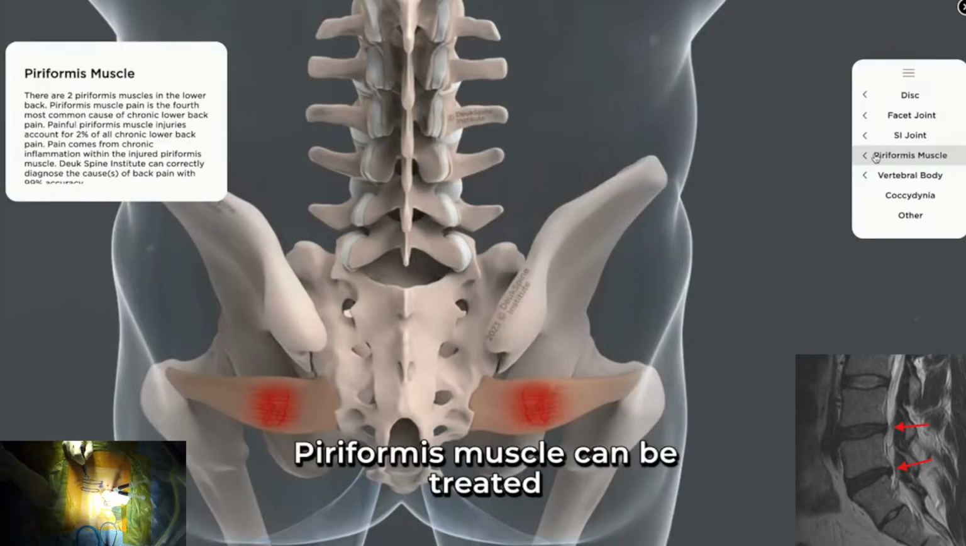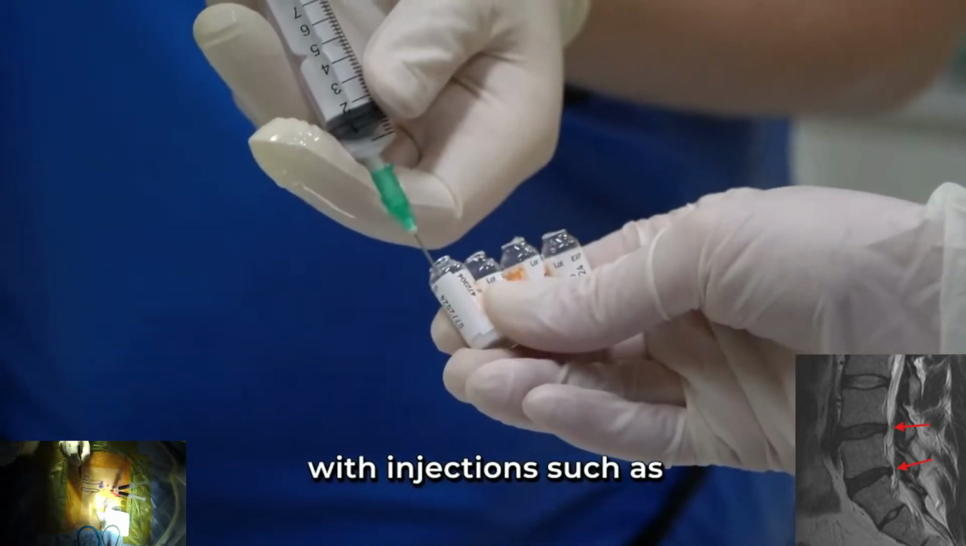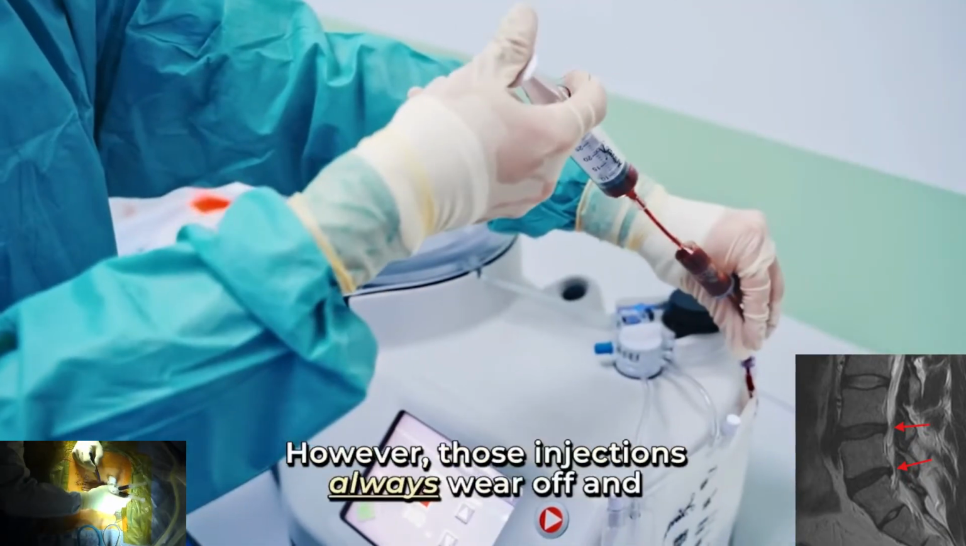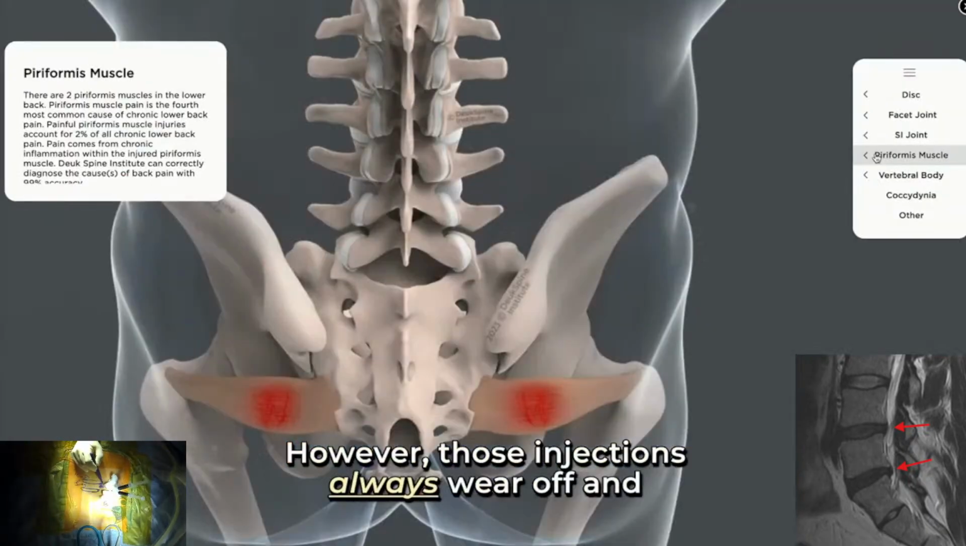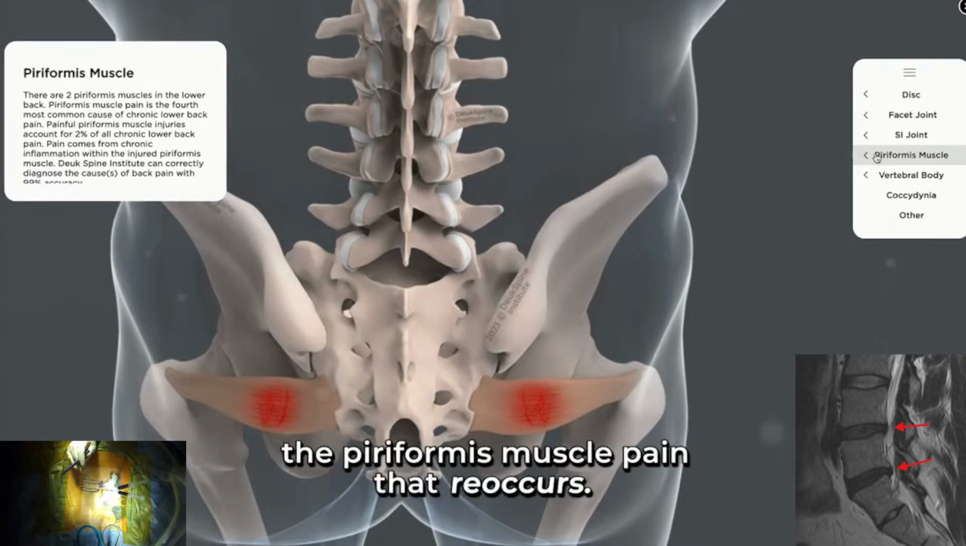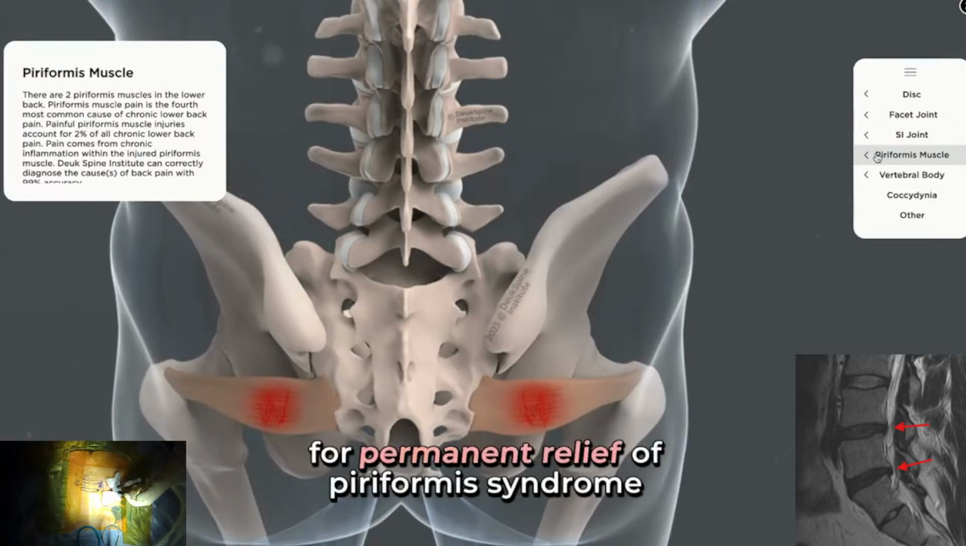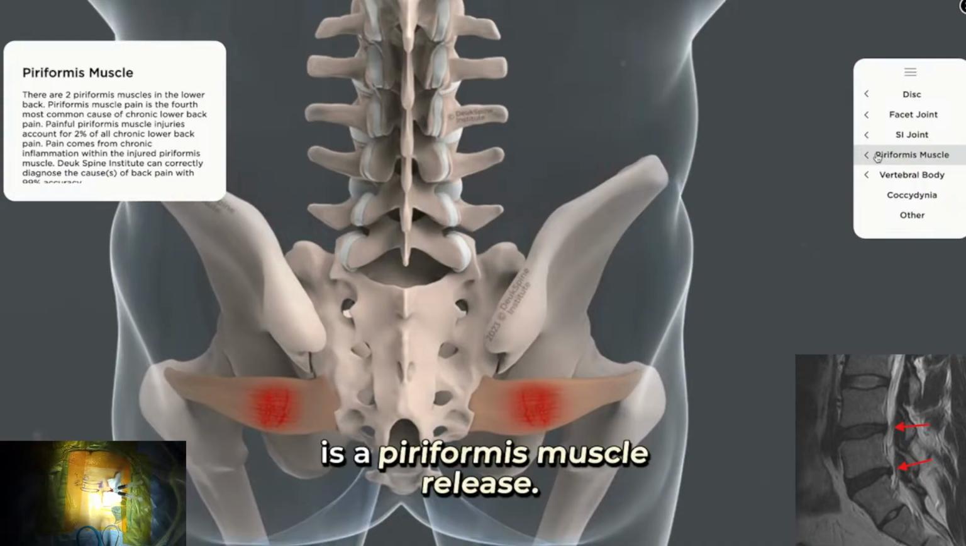Piriformis muscle can be treated with injections such as steroids, Botox, PRP, or stem cells. However, those injections always wear off and the patients end up coming back with the piriformis muscle pain that reoccurs. The most definitive treatment for permanent relief of piriformis syndrome is a piriformis muscle release.